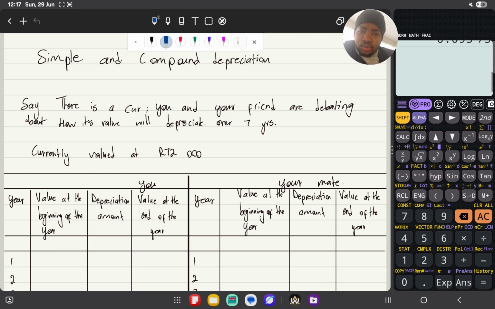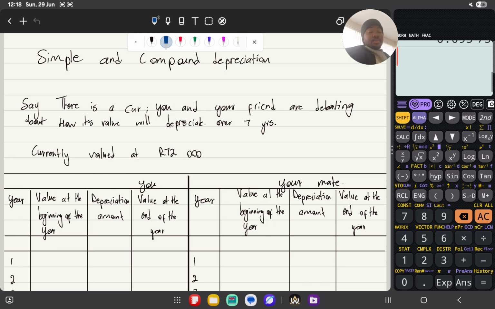Cool, cool. So we're going to talk about simple and compound depreciation. We're talking about simple depreciation and compound depreciation, right? So, say you have a car, your friend is debating. Okay, cool. Forget about that scenario. We're just talking about simple depreciation and compound depreciation.